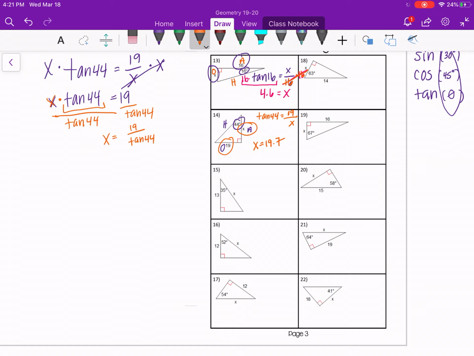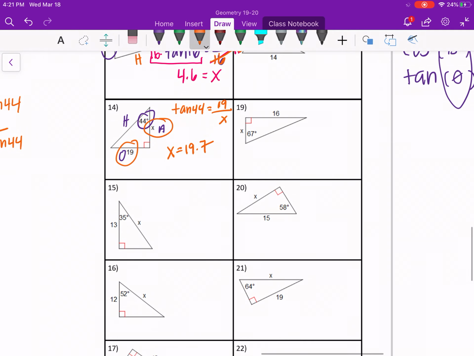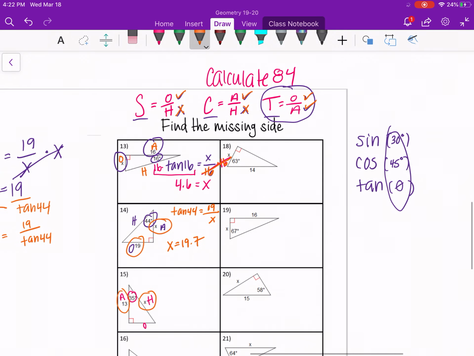So I'm going to go ahead and do number 15 for you guys. So I circle my angle. I label my sides. I circle anything that has something written outside of the triangle. And now I'm going to go back up here. This is a little bit different. We're going to play this game up here again.